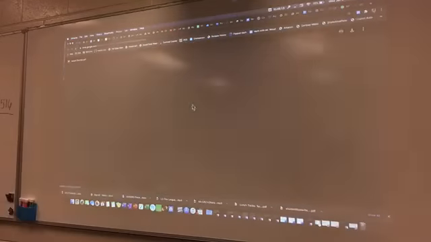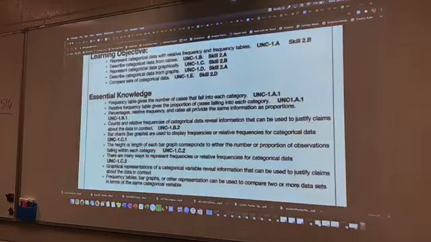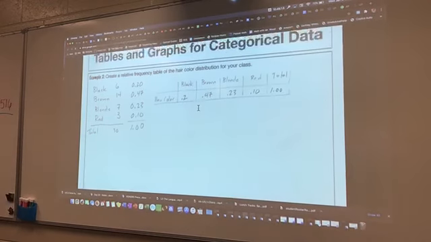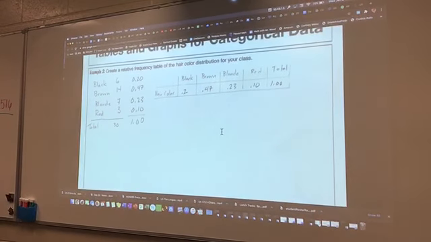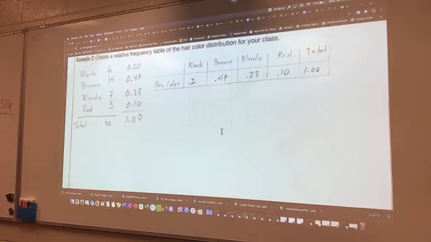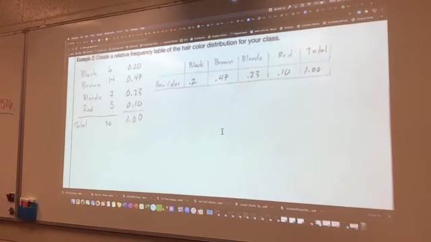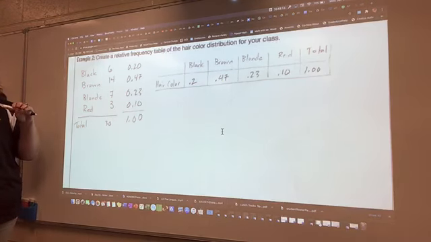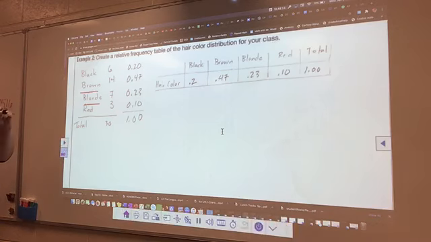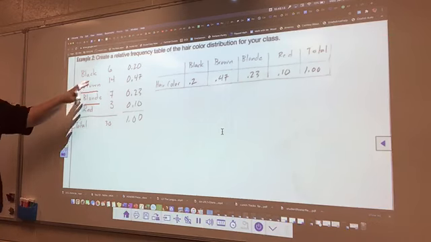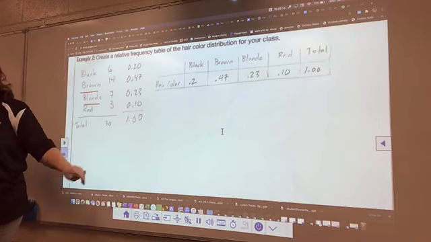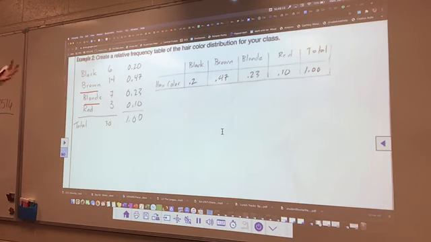Probably best if I just show you what this looks like, just to give you an idea. All right, so this is the one. This is an example. Now this one actually had red. 3 people had red hair, but we're just gonna have brown and blonde, right? So once we have that, then we're going to convert those to percentages. And then we're just literally putting it into a table. So relative is the one where you have the percents. Frequency is just the counts.